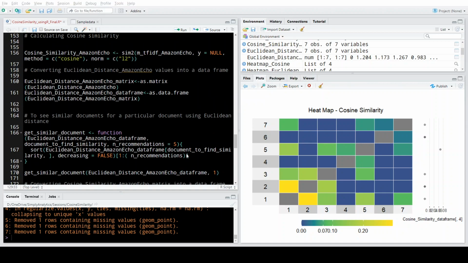I am hopeful you have understood now what cosine similarity is, applications of it, and the code base in R.